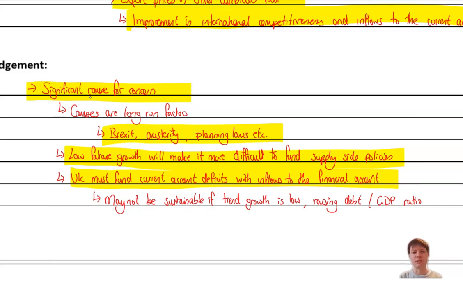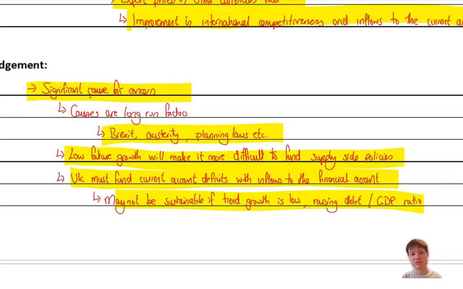Finally, and this is a much more difficult point, but it would be great if you could put this in. I don't mind if you don't, but ultimately the UK has to now fund its current account deficits with inflows to the financial account. That might be through borrowing from the rest of the world, for example. It might be through inflows of direct investment and so on. But that ultimately means that the UK begins to essentially either sell some of its assets or borrow from the rest of the world. Now, this is only sustainable if your GDP is rising at a high enough rate so that your debt to GDP ratio is not rising.